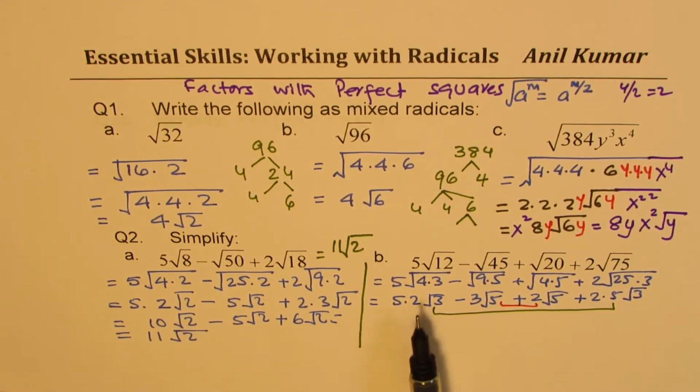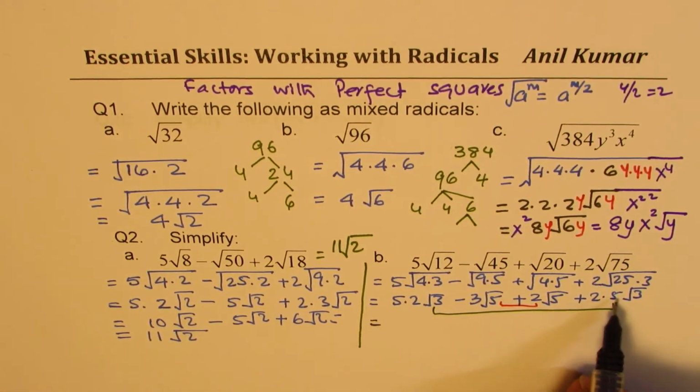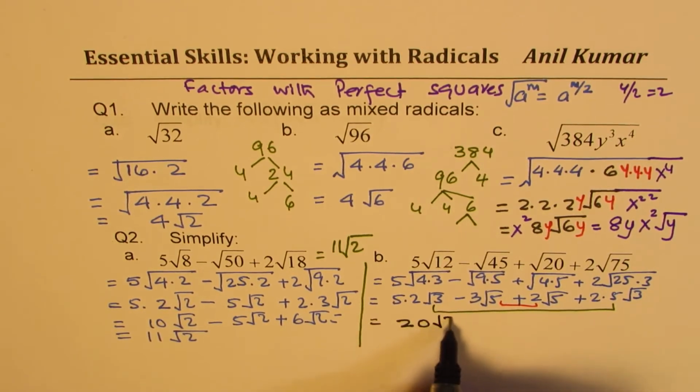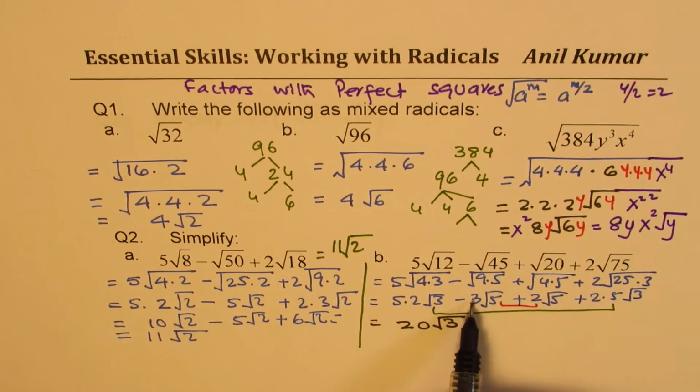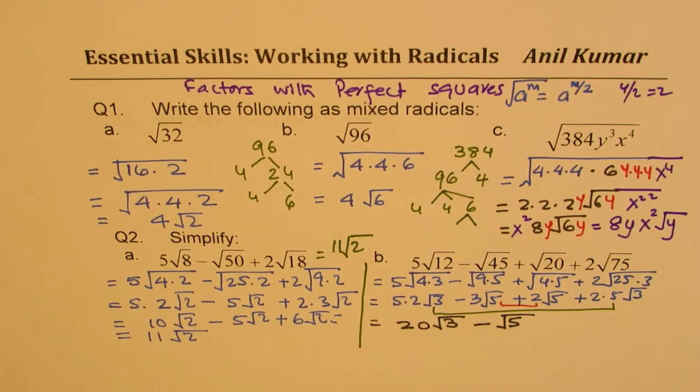So, think like apples and oranges. So this is 10 square root 3, and this is also 10 square root 3. So I'll write this as 20 square root 3 here, okay? And when I combine these two, then it is minus square root of 5. Does that make sense to you? So that is how you should be doing it. Perfect. So I hope all this is absolutely clear. So let's take the rest now.